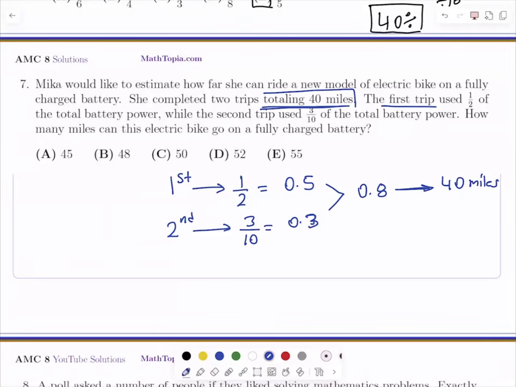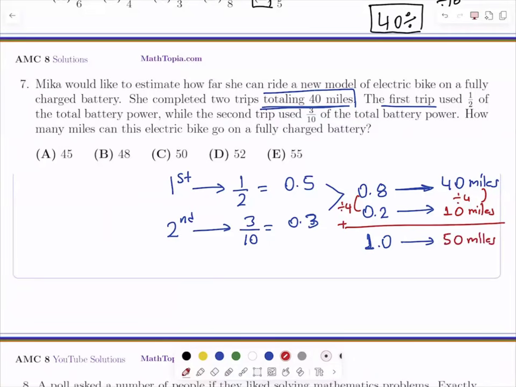So we need to understand the full battery, which means 1, right? Yes. So 1.0. What about 0.2? I need to understand the connection between 0.8 and 0.2, and then I can coordinate units, right? So you divide it by what? You divide it by 4. And you divide it by 4. 0.2 equals 10 miles. When you add them together, 50 miles.